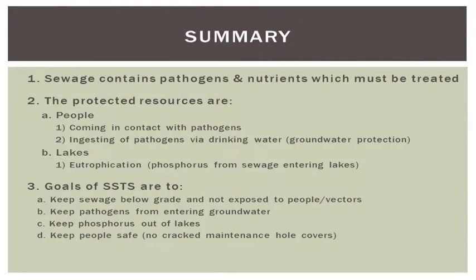Okay, now we'll summarize session number 4 here. The summary is, sewage contains pathogens and nutrients which must be treated. The protected resources: number 1 is people, protecting people from surface contact with pathogens, or contact with pathogens in a drinking water supply well due to contaminated groundwater. The second thing is we're trying to protect lakes from nutrients. If we don't do that, the aquatic growth will be enhanced and the lakes will turn green. That would not be favorable to most citizens of Minnesota.